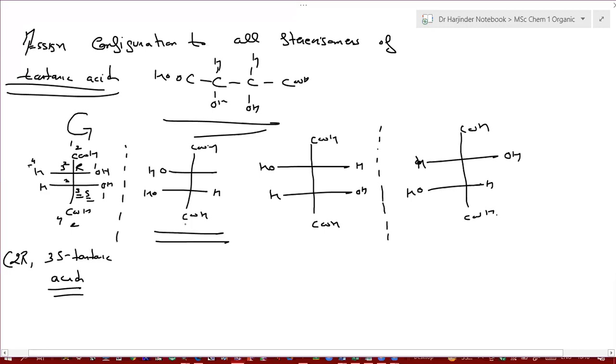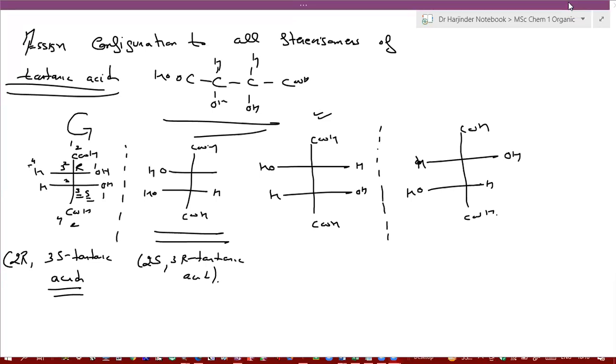Second S, third R. The third one is opposite because of mirror images. So 2S, 3R tartaric acid. Here in this case, both will be S, and in the other, both R.